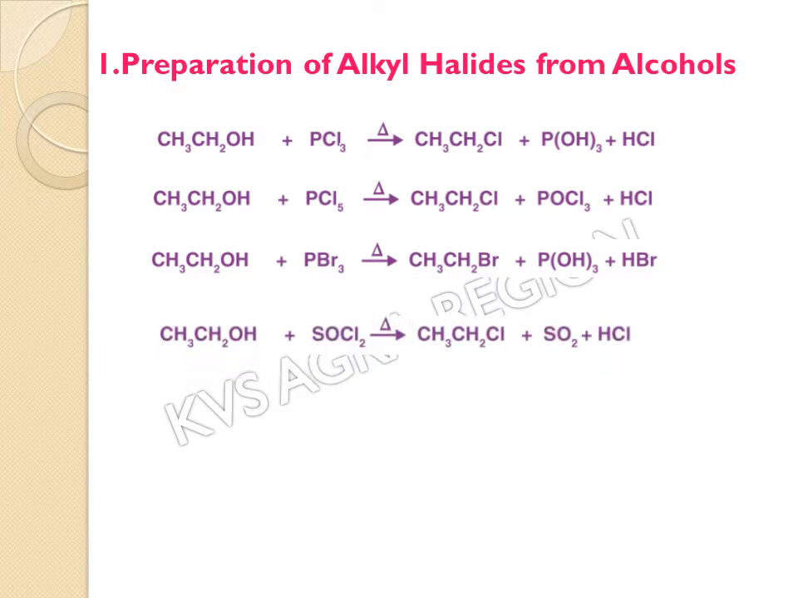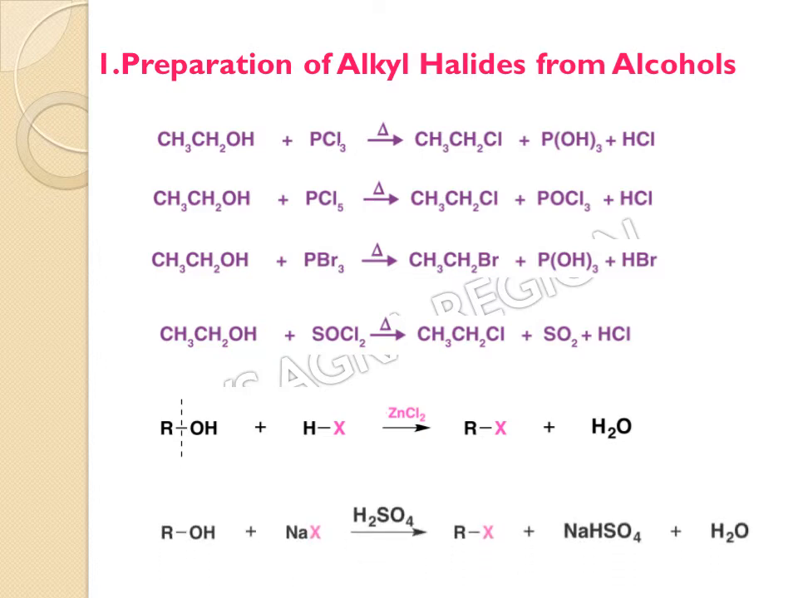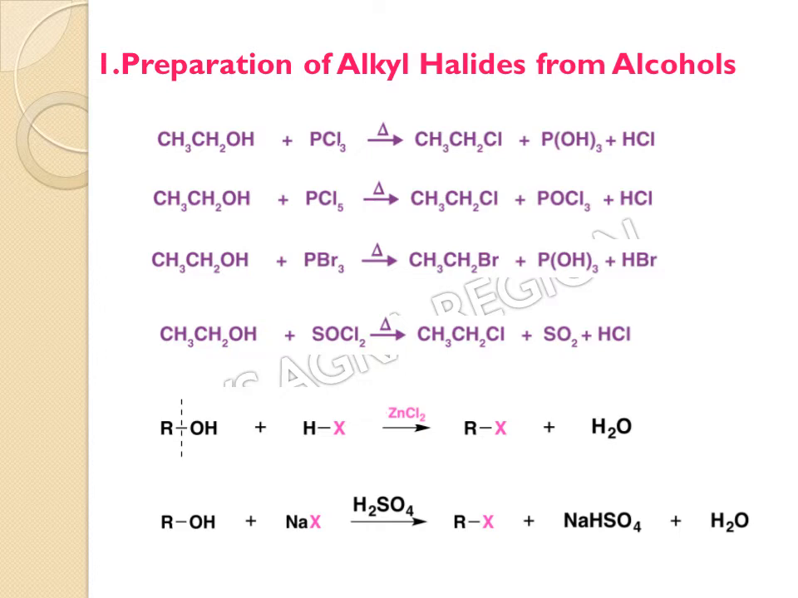The most common method used is heating of alcohol with SOCl2 to get haloalkane, because here SO2 and HCl are the gaseous byproducts, so separation becomes easier. Now, alcohol reacts with halogen acid in the presence of anhydrous zinc chloride to give haloalkane. Lastly, alcohol reacts with NaX, that is sodium halide, in the presence of sulfuric acid to give haloalkane, sodium bisulfate and water.